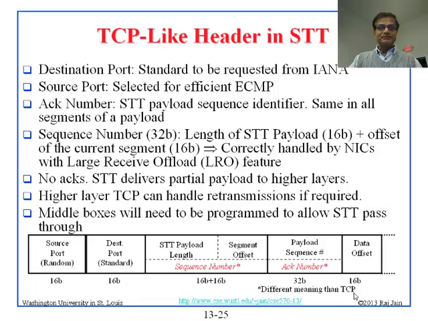All right, so let's see, where are we in this whole thing? ACK number, sequence number. Okay, so we now know that the ACK number is used as the payload identifier, the sequence identifier. The sequence number itself, which is another number in the packet, is used for the length of the payload plus offset. And this is correctly handled by LRO devices. So there are these little hacks, which I think will probably go away. But right now, the sequence number is being used for the length and the ACK number is being used for the sequence number.